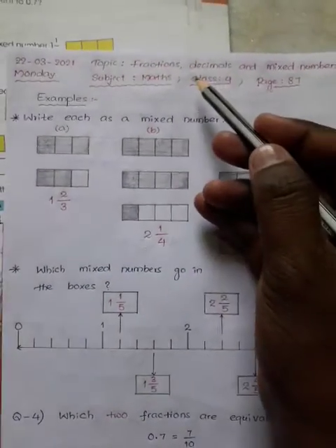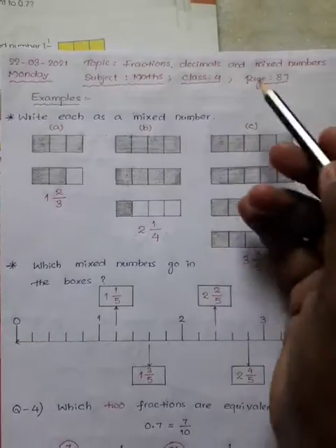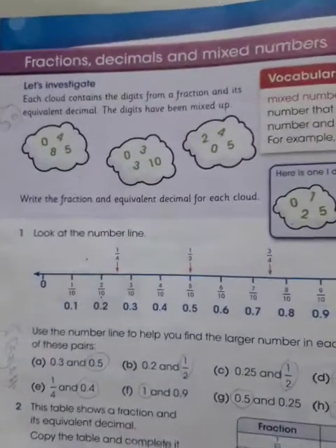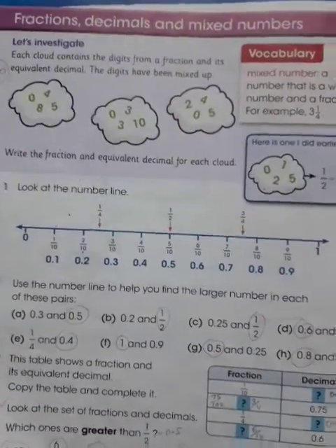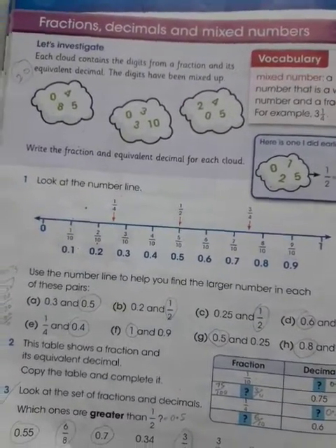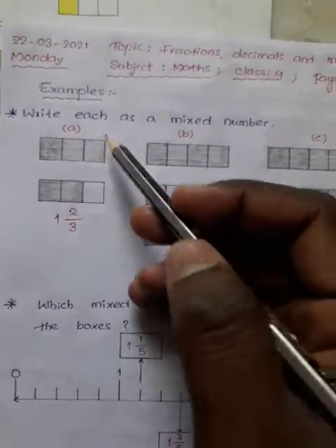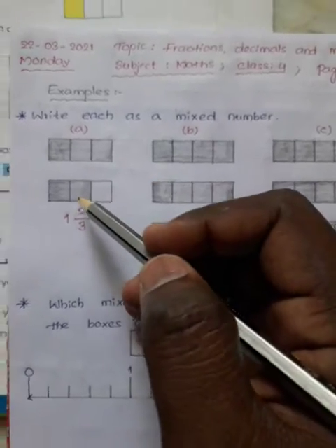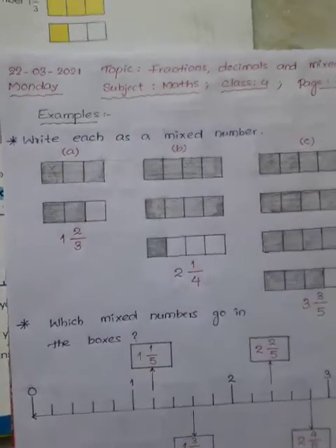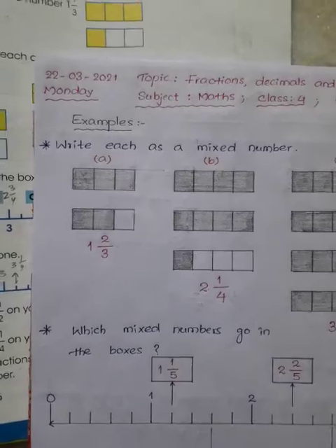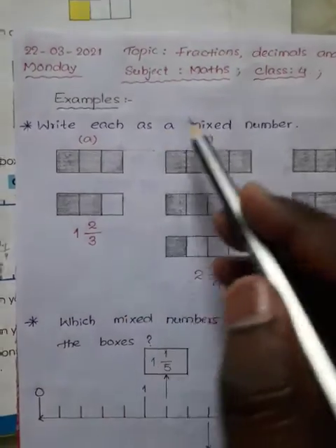Today our topic name is fractions, decimals and mixed numbers, from page number 87. In the last class we already explained how to change from mixed numbers to improper fractions and improper fractions to mixed numbers, right? So this is the topic name. Before we start the questions from the book, I am going to explain how to write a mixed number if you have a picture. Okay, so write each as a mixed number.